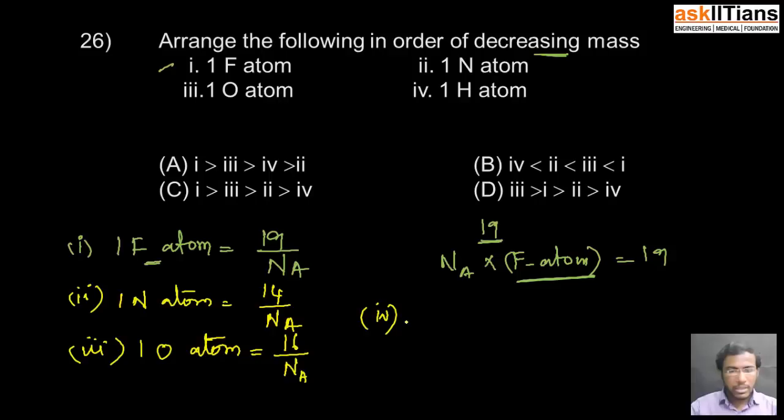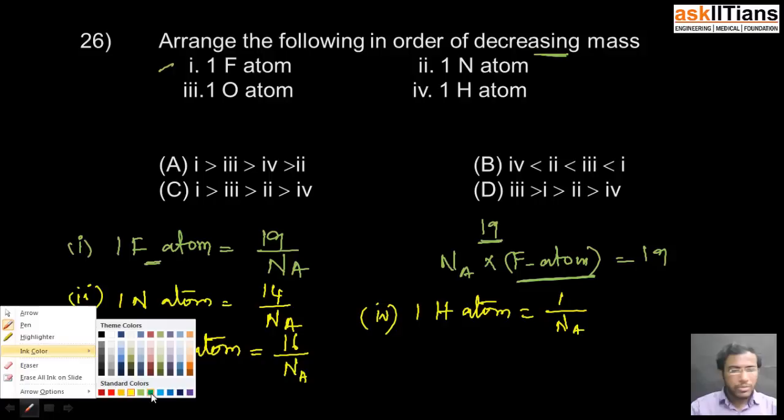And the fourth one is one hydrogen atom. So one hydrogen atom is 1 gram, and this is atomic weight divided by Na. Okay, so we have 4 values. We just have to arrange these 4 values in the order of decreasing mass. So which one is the higher value?